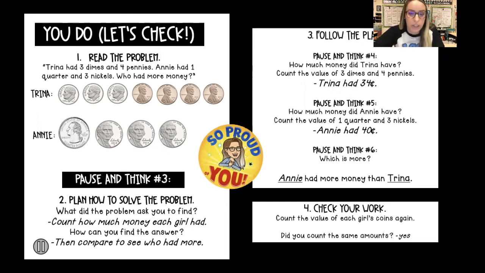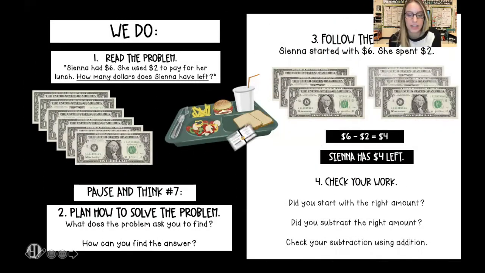So number 4, check your work. You should have gone back and double checked your values for each coin, but did you count the same amounts when you went back and checked? If you got the answer, Annie had more money than Trina, you got it correct. So we're going to go ahead and move on to dollar bills. We're going to start with a We-Do problem because we're using the same steps as we would have been through all of the word problems.